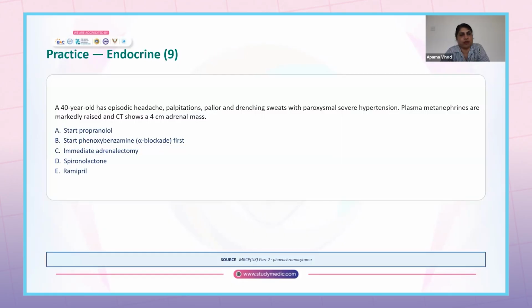Now, a 40-year-old has episodic headache, palpitation, pallor, drenching sweats with paroxysmal severe hypertension. Plasma metanephrines are markedly raised and CT shows a 4 cm adrenal mass. So symptoms are classic of pheochromocytoma, confirmed by plasma metanephrines, and CT imaging also shows a 4 cm adrenal mass. So for this hypertension, how will you treat? Will you give propranolol, or will you start phenoxybenzamine, which is alpha blockade? Will you go ahead with immediate adrenalectomy? Will you offer spironolactone or ramipril?